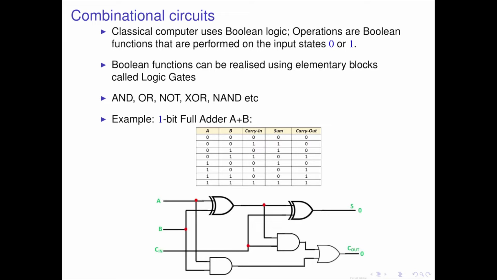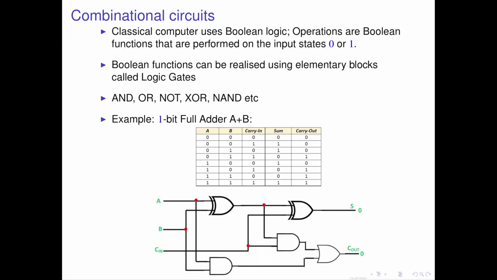Okay, so a classical computer uses Boolean logic, which means that operations are Boolean functions, and they are performed on input states which can be either 0 or 1. Those zeros and ones represent false and true. And of course we know that every Boolean function can be realized using elementary blocks called logic gates. And the basic logic gates are, for example, AND, OR, NOT, XOR, NAND, etc.